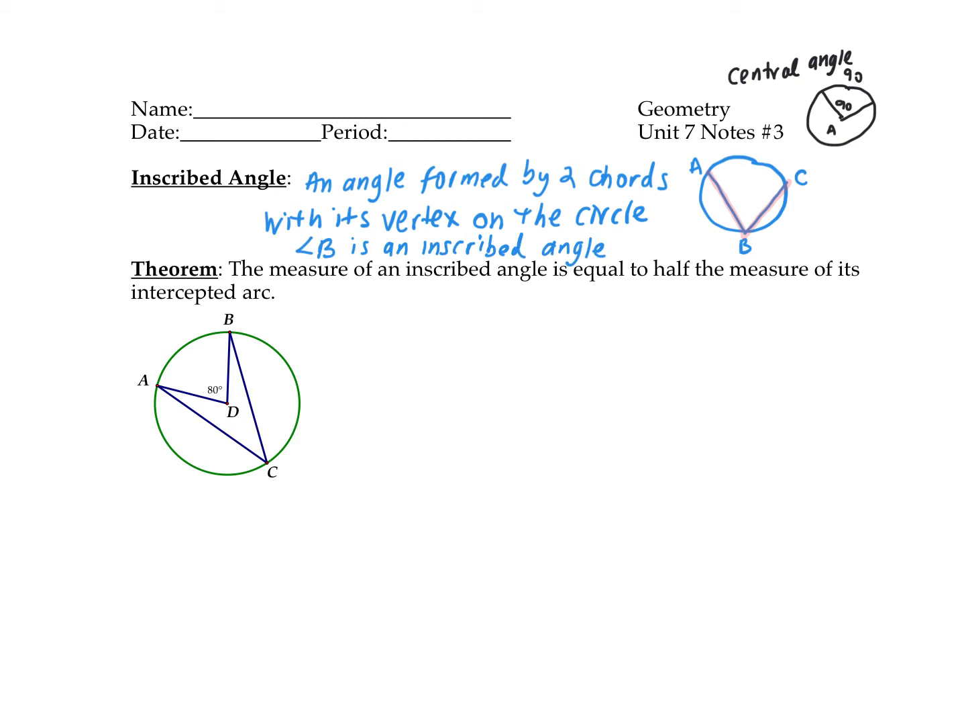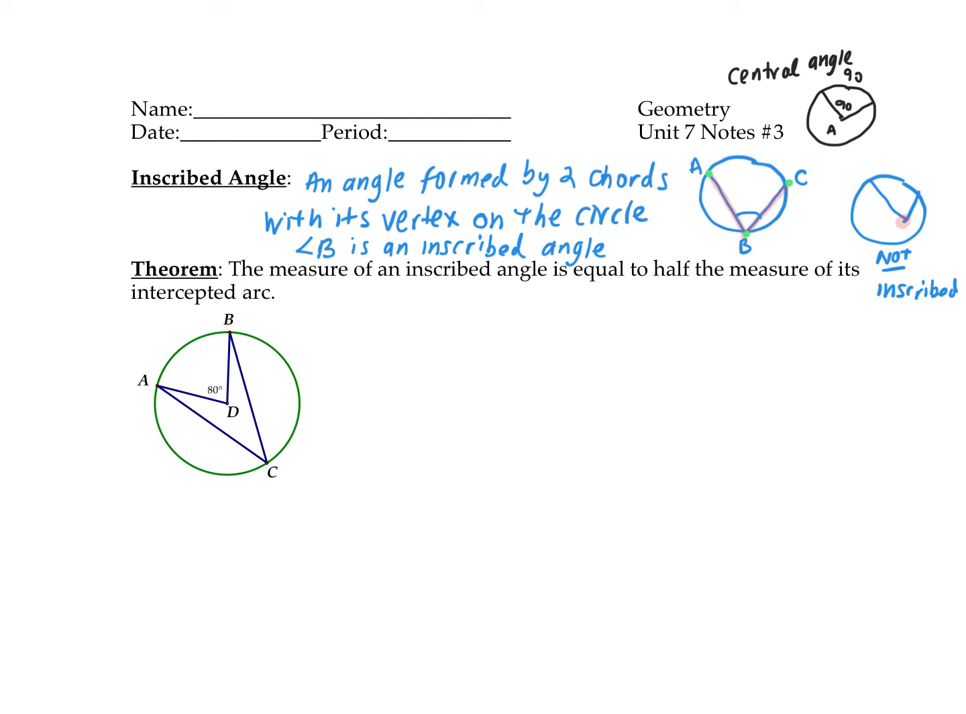Notice that all three points mentioned, A, B, and C, are exactly on the circle. If we were to draw another type of angle, where the vertex is right here, this particular angle is not inscribed. In order for it to be inscribed, the vertex has to be on the circle.